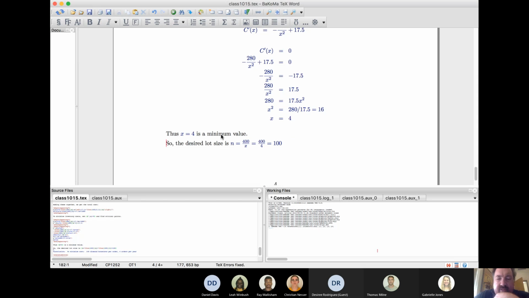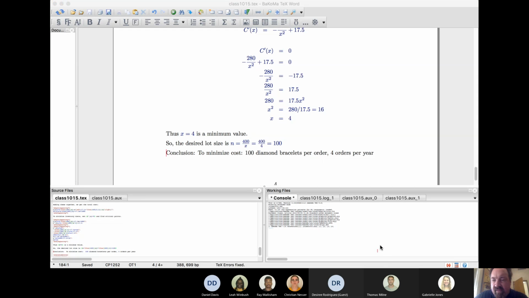So now we find out the number of items in each order. So we take 400 divided by x. So we get 100. So the optimal combination of minimizing storage costs is that we place 4 orders per year, 100 bracelets per order. So it's going to be 400 no matter what, but at least this way you're not spending as much on ordering and storage as you would with other combinations. Any questions on that one?